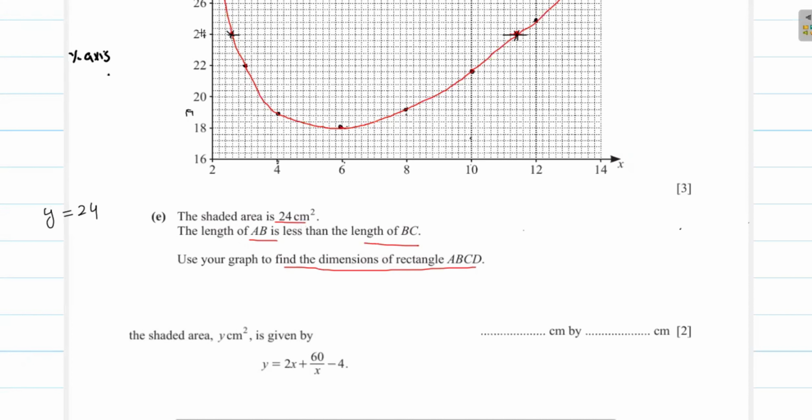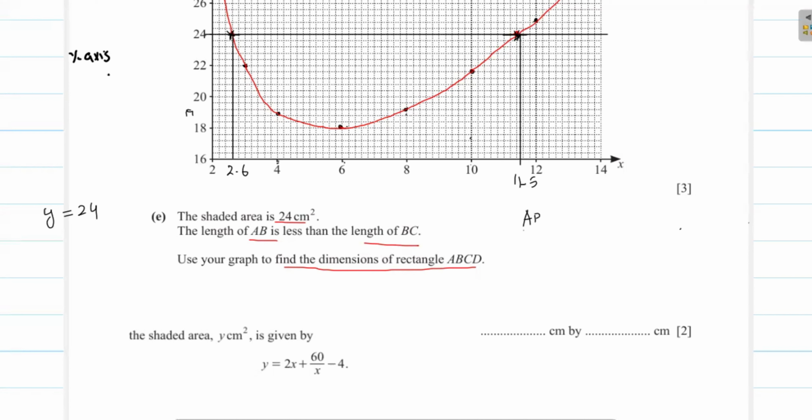We will draw the line here. This is the line y equal to 24. This line intersects the graph at this position. The value of x here is equal to 2.6. And the next value of x you see here, this value is equal to 11.5. Now we have to find the dimension of rectangle ABCD.